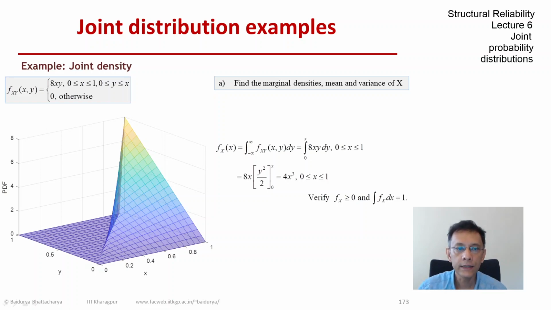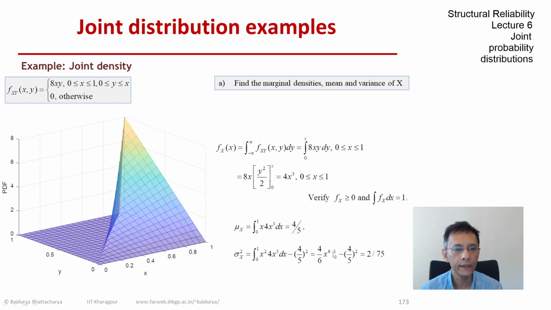Now let's use this density function to find the mean and variance of x. So we simply integrate the density function multiplied by x, and that gives us the mean as 0.8, and the variance, it's more convenient to use the expression for variance as mean of x squared minus the square of the mean. So that's what we have done here, and the variance comes to 2 divided by 75.